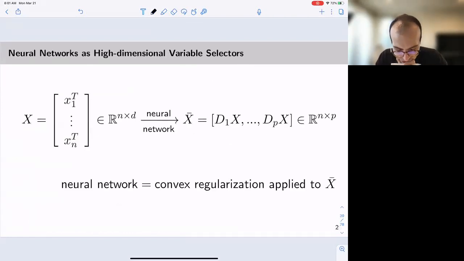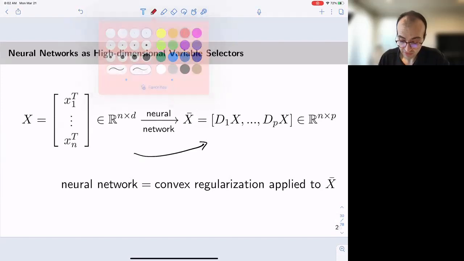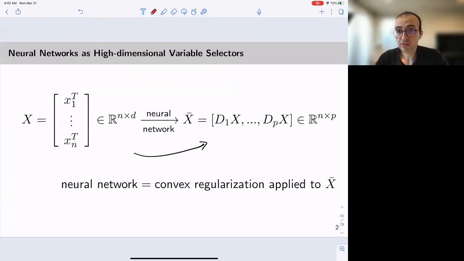So this is a way to actually understand deep neural networks in terms of convex optimization. It is as if we have some data. What the neural network model does is it applies some embedding to the data, so that we map the data to high dimensions by multiplying with these masks, D1, D2, DP masking matrices. So we get a high dimensional representation of our data set. And the neural network is a convex regularization method applied to the data.